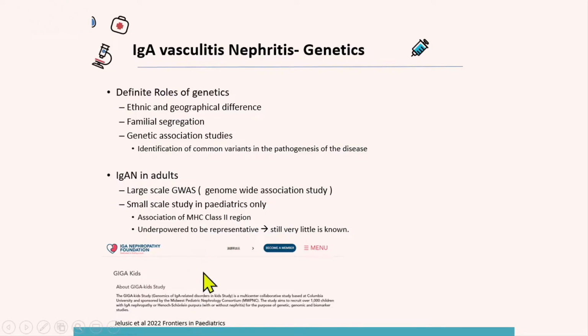So that's why there is something called the IgA KID study, which is Columbia-based, from Columbia University, I beg your pardon, and they're going to recruit about 1,000 children and look into this important question.